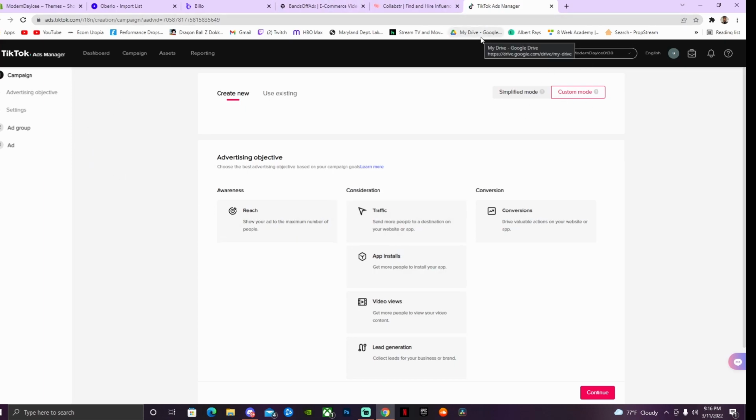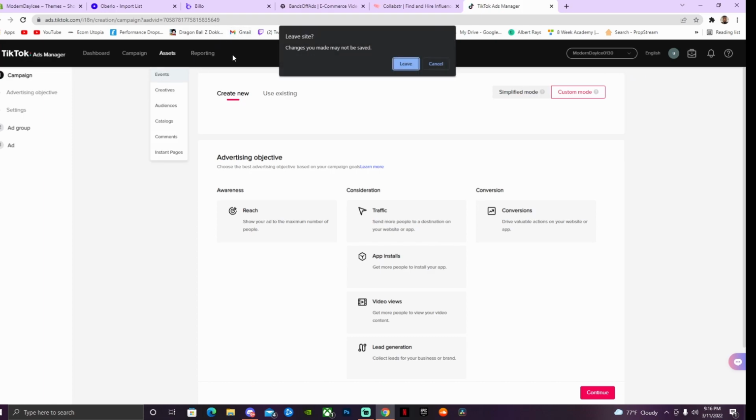Okay, so getting into this, this is the TikTok ads manager. This is where you would be running your TikTok ads and your campaigns from. In order to run your TikTok ads, the first thing you want to do is set up your pixel. If you don't have your pixel set up, you want to set up a TikTok ads manager account and link your Shopify to it.